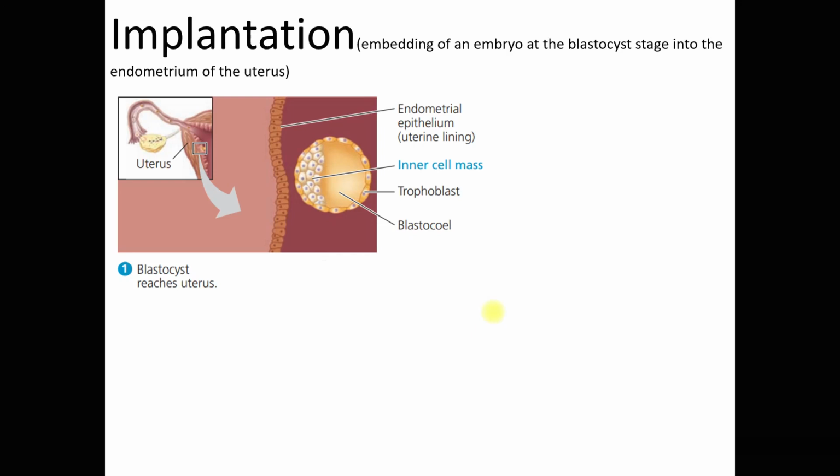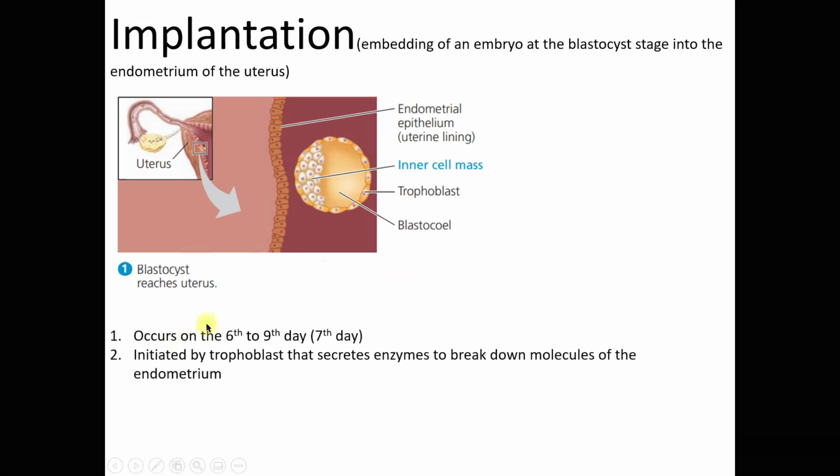So the blastocyst must reach the uterus first for implantation to occur. Normally implantation occurs on the 6th to the 9th day, right? Normally it's on the 7th day. It is initiated by trophoblasts, right? So these trophoblasts, which I explained earlier, will secrete enzymes that can break down the molecules of the endometrium.